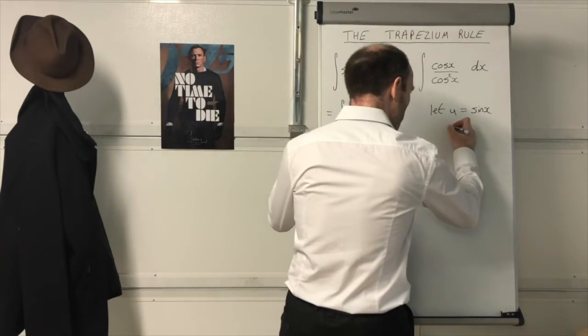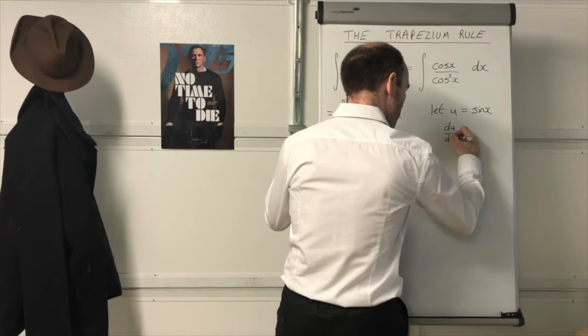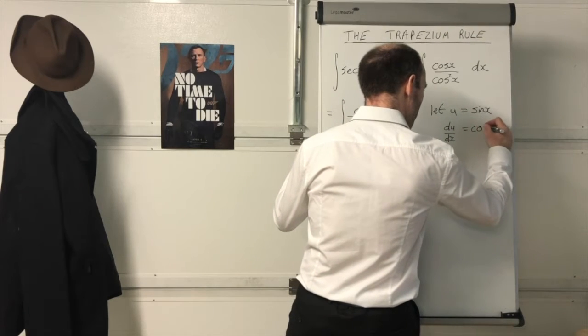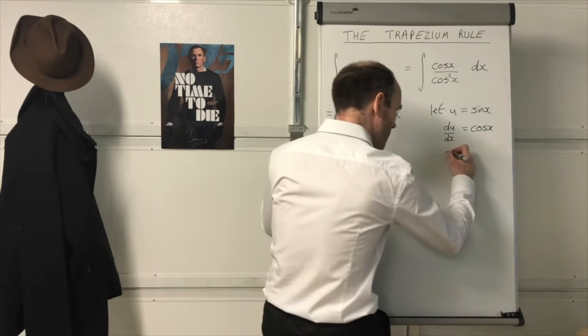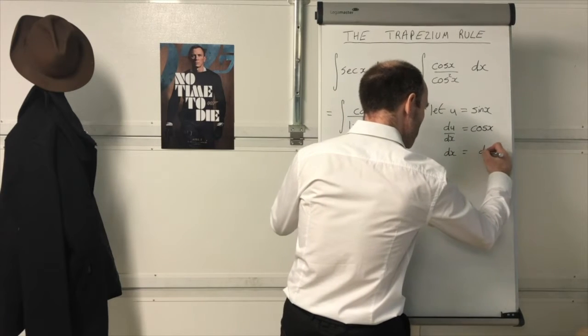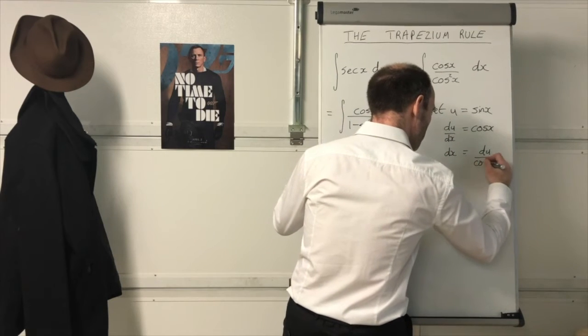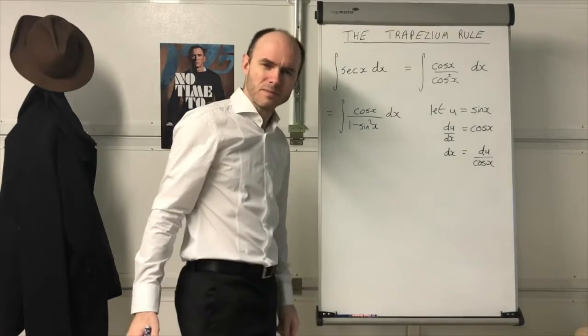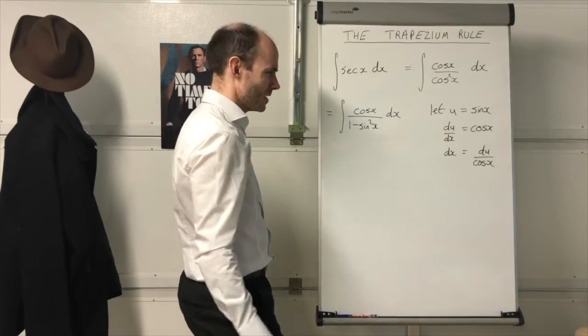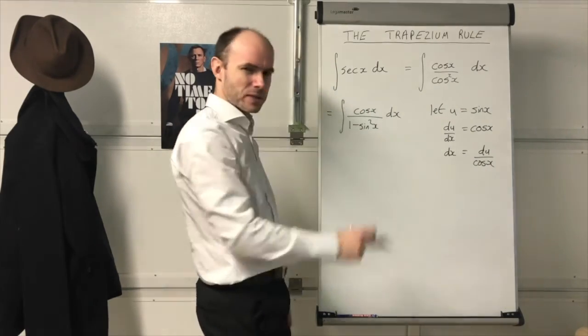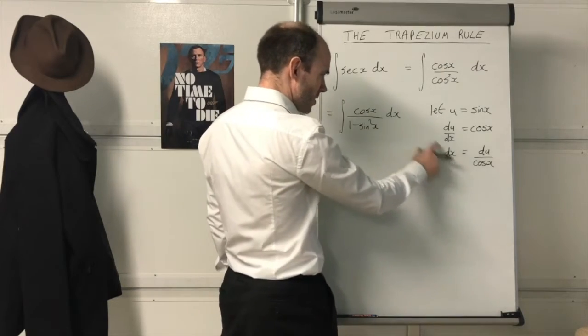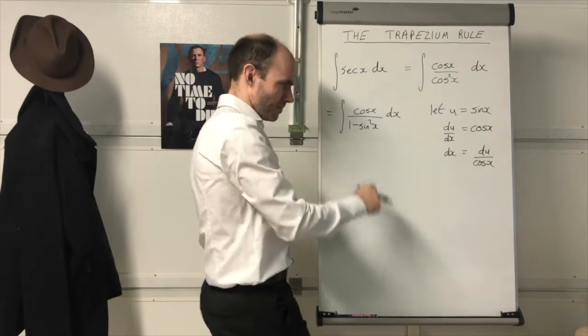So what we're going to do is work out du/dx, and that is equal to cos x. And then we work out what dx is, and that's going to be du over cos x. You see it now? Good. The cos x is going to cancel, because when you put this into this, you get du over cos x.